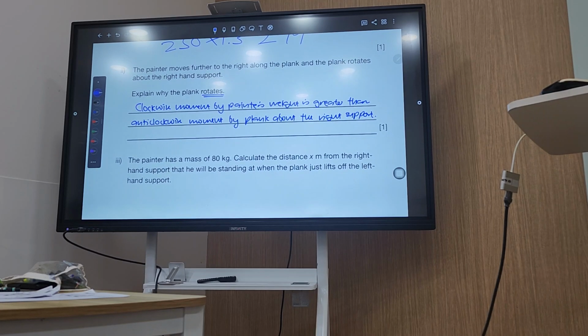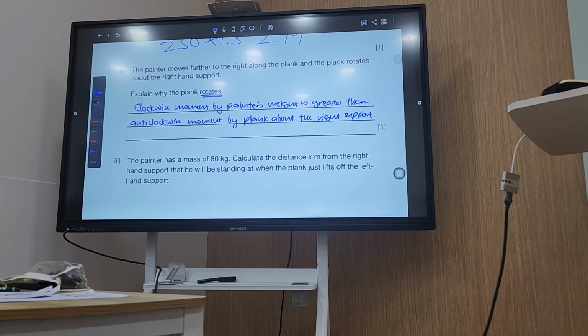If you want, I will leave my answer like this, but if you are insecure and want to add some more, and you have enough time, say that, hence, there is a resultant moment and the plank rotates. This is fine as well.